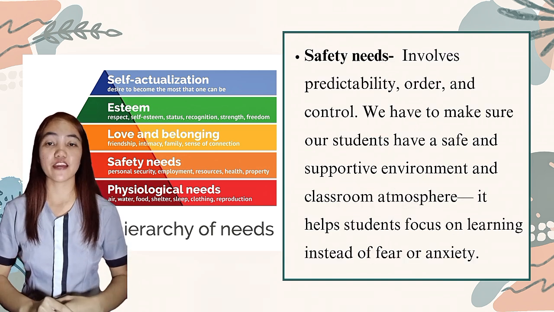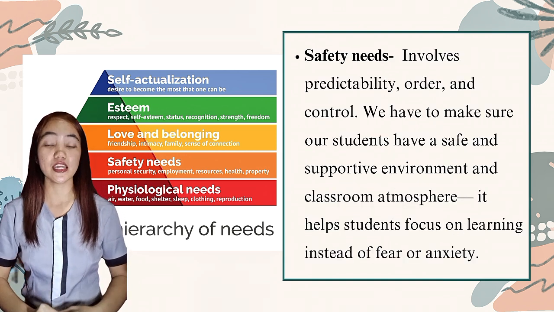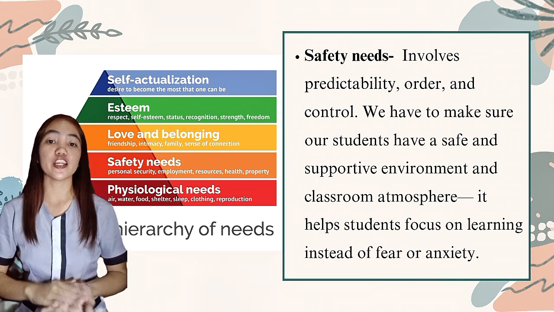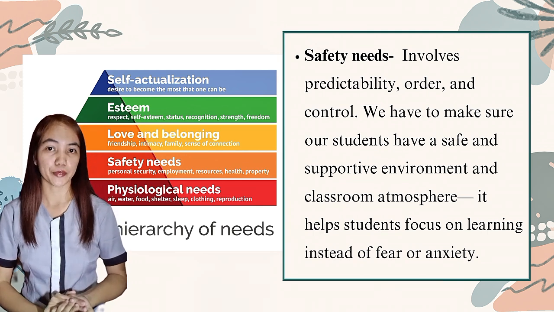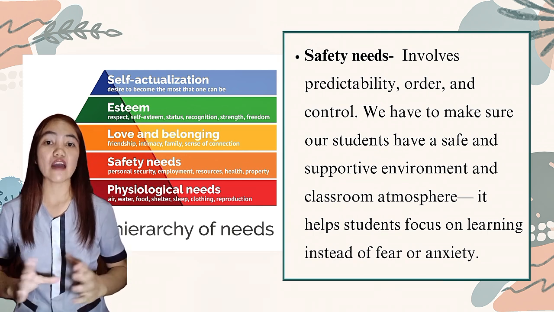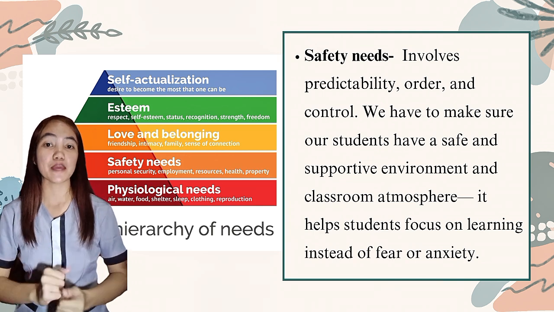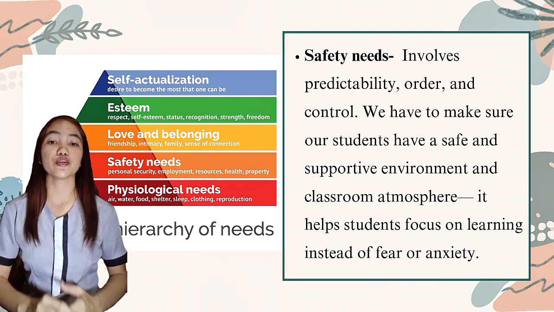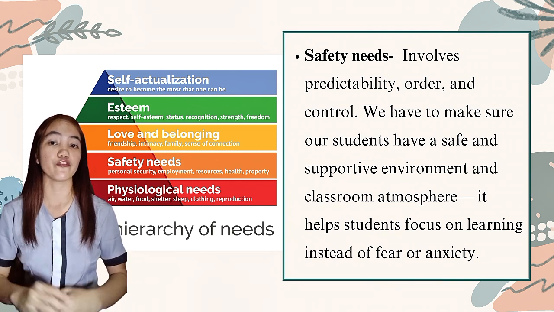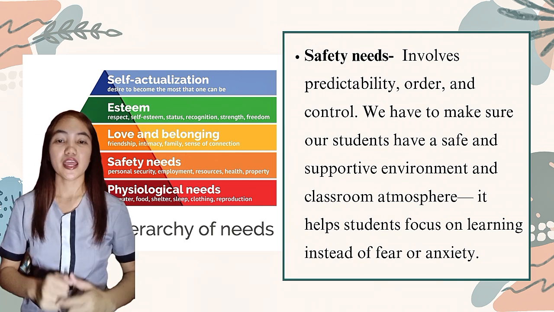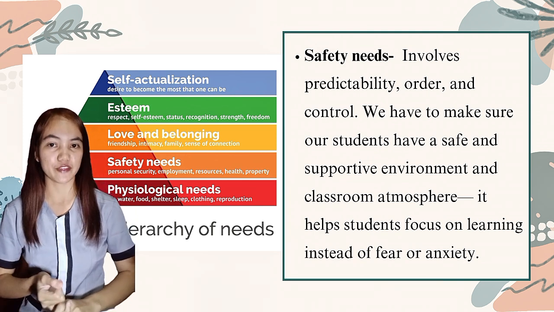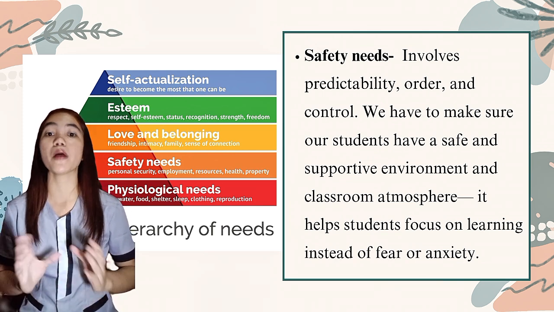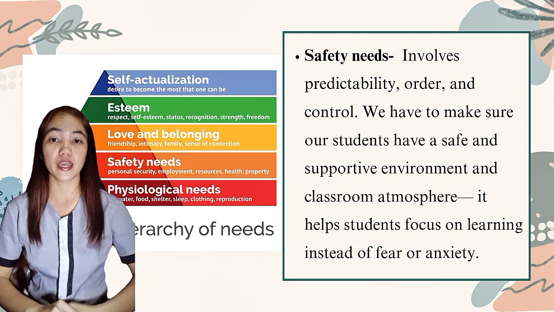The next is safety needs. It involves predictability, order, and control. These include job security, health, financial security, and freedom from harm. As their second guardian, we have to make sure that our students have a safe and supportive environment and classroom atmosphere. It helps students focus on learning instead of fear or anxiety, for example emotional security and physical safety. A student who feels unsafe from bullying or who worries about family problems may not participate in class well.